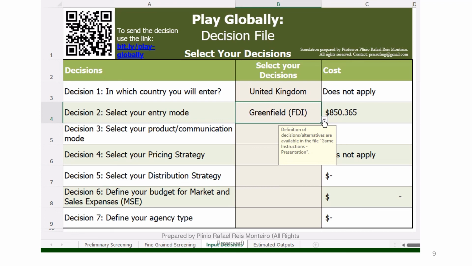In my case, I believe the United Kingdom is a country that is different from France in many aspects. So I really believe that I need help from local partners. So maybe I can choose between joint venture or franchising. I will keep from now the selection of the joint venture. And this is it for the second decision.